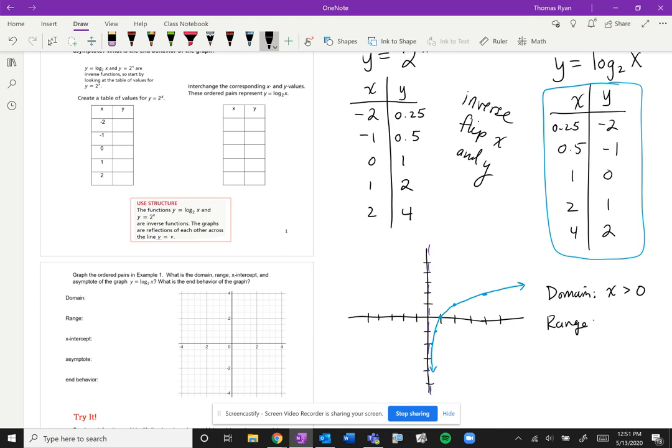Let's talk about our range. Well, this arrow is going to go on forever. We have all the range values over here, and this is gradually going up and up. So we have all the range values in the positive direction.